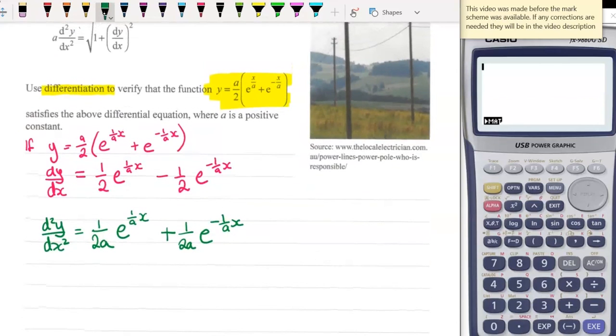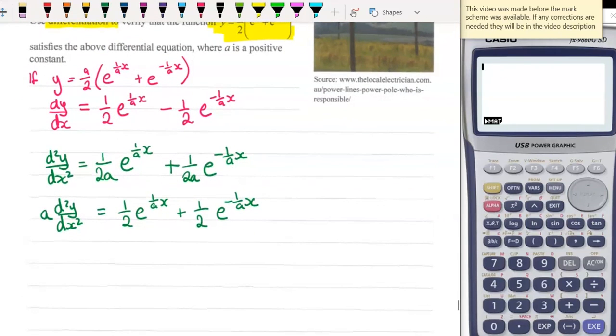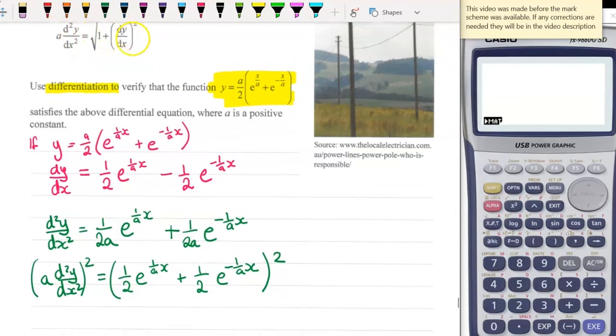Okay, now looking at what we needed to do here, if we take the second derivative and times it by a, then a times d2y dx squared equals 1/2 e to the 1 over ax plus 1/2 e to the minus 1 over ax. That a multiplying through just cancelled those a's that are on the bottom here. Now, if we were to square this, because remember I'm trying to get back to showing this thing up here, so if I was to square that side, I'm going to see if I can make it equal to 1 plus dy by dx squared.